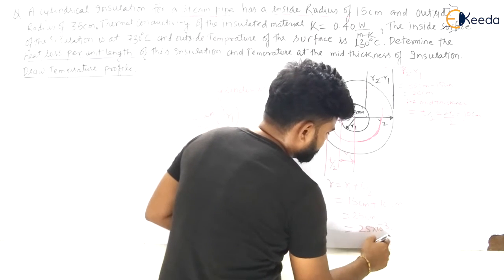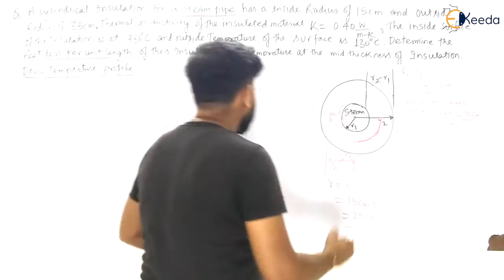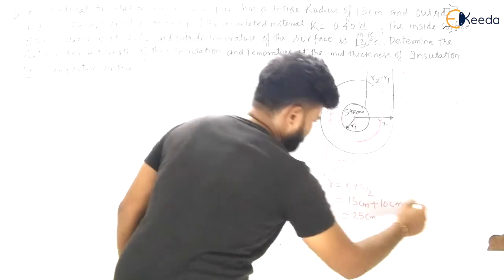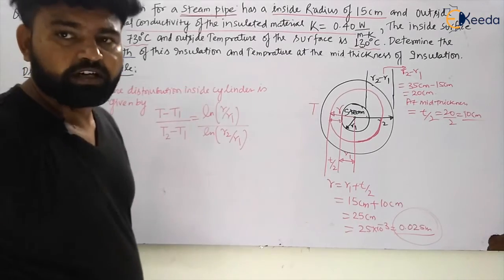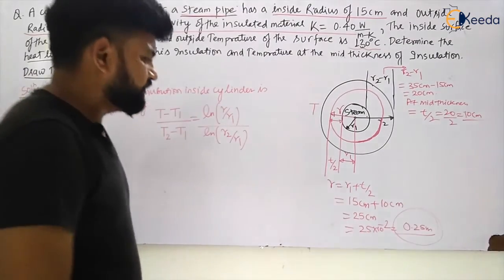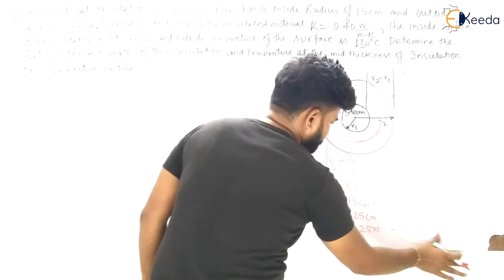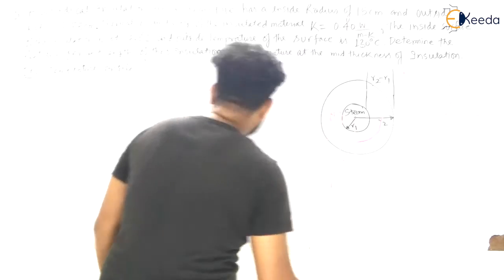This is 0.025 meter. Okay, but I don't have to convert it into meter because everything is in centimeter and it will cancel. So we don't have to convert into meter. This will be your 25 centimeter only. Okay, my dear students.